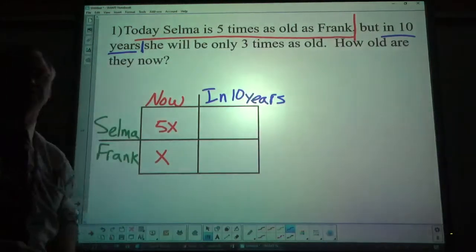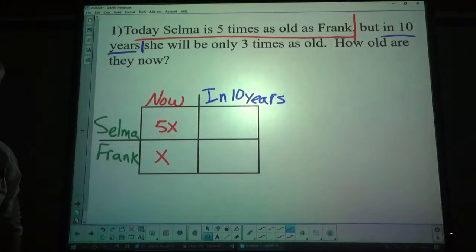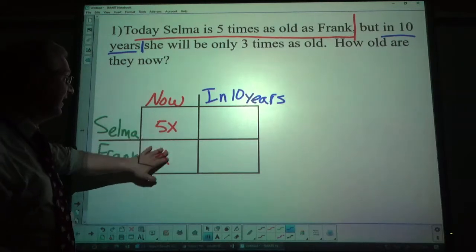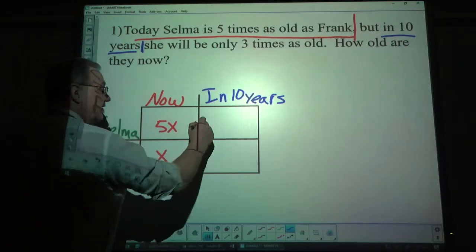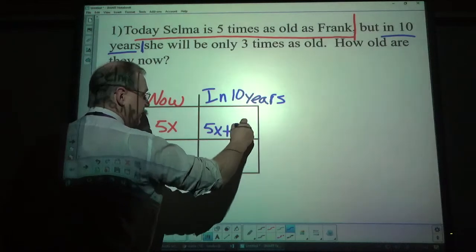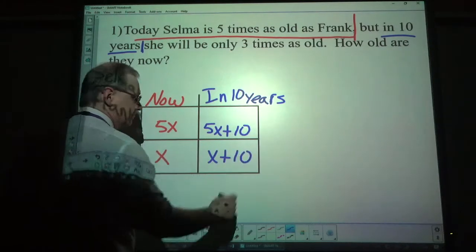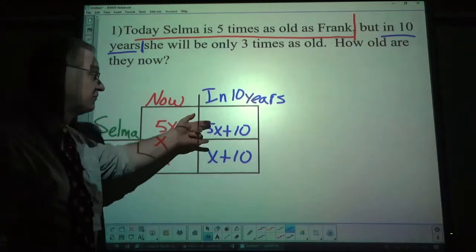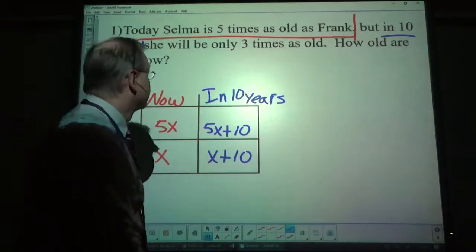In 10 years, well, if you're 15 now, how old will you be in 10 years? You'd be 25. You'd add 10 to that value. So we're going to add 10 to what they are now, 5x plus 10, x plus 10. And that's how we're going to get the expressions for their ages in 10 years.